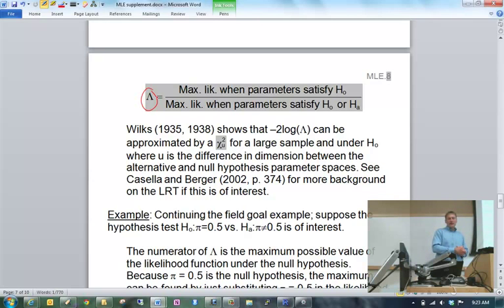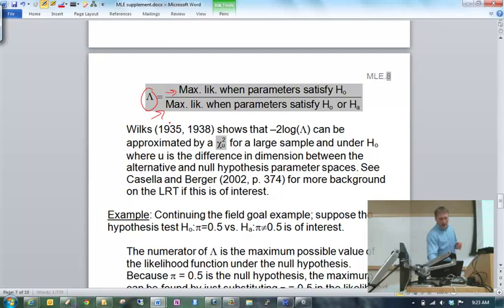And here's the two likelihood functions. In the numerator here, we're going to have the maximum possible value of your likelihood function that you could have as long as H0 is true. So, of course, H0 usually has some kind of restriction on your parameters. And so, given that restriction, find the maximum possible value of your likelihood function. Put that in the numerator.